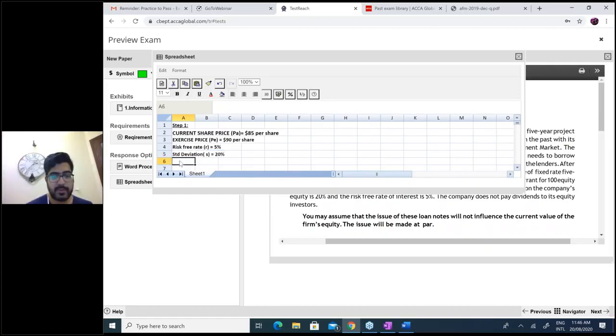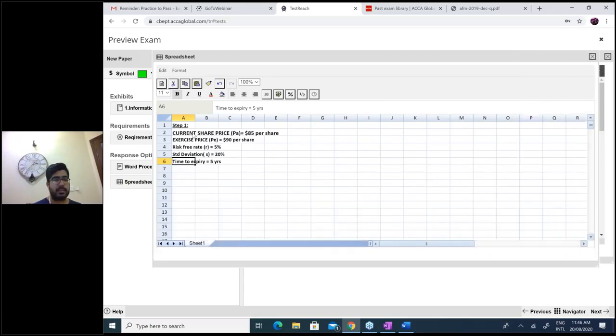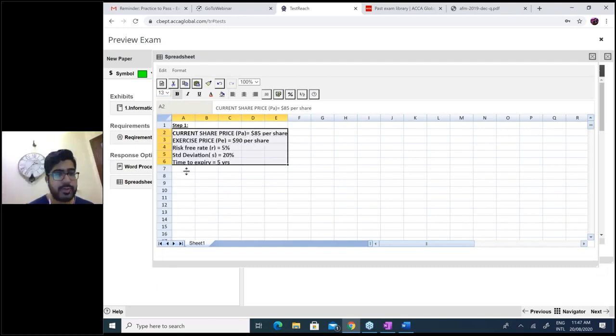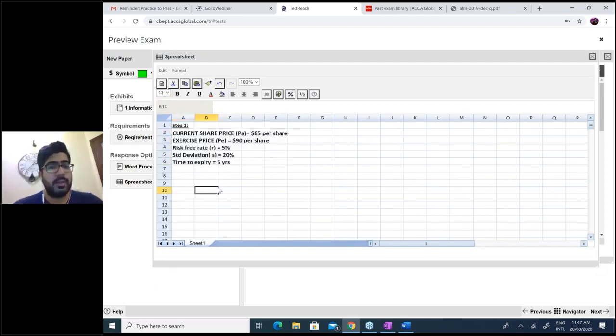And time to expiry. All this would be given in the question. If anyone asks how did this value come, I have one answer: it's given. So this is the first step. The current share price, the exercise price, the risk-free rate, the time to expiry, and the standard deviation, because the question asks you to find the value of each option using Black-Scholes. So if you want to find the value of any option through Black-Scholes, it's a 5-step approach. Step 1, PA, PE, R, S, T. You have got them.